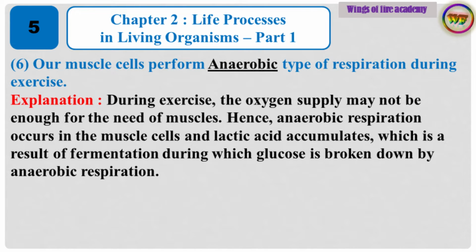Sub-question 6. Our muscle cells perform anaerobic type of respiration during exercise. Explanation. During exercise, the oxygen supply may not be enough for the need of muscles. Hence, anaerobic respiration occurs in the muscle cells and lactic acid accumulates, which is a result of fermentation during which glucose is broken down by anaerobic respiration.